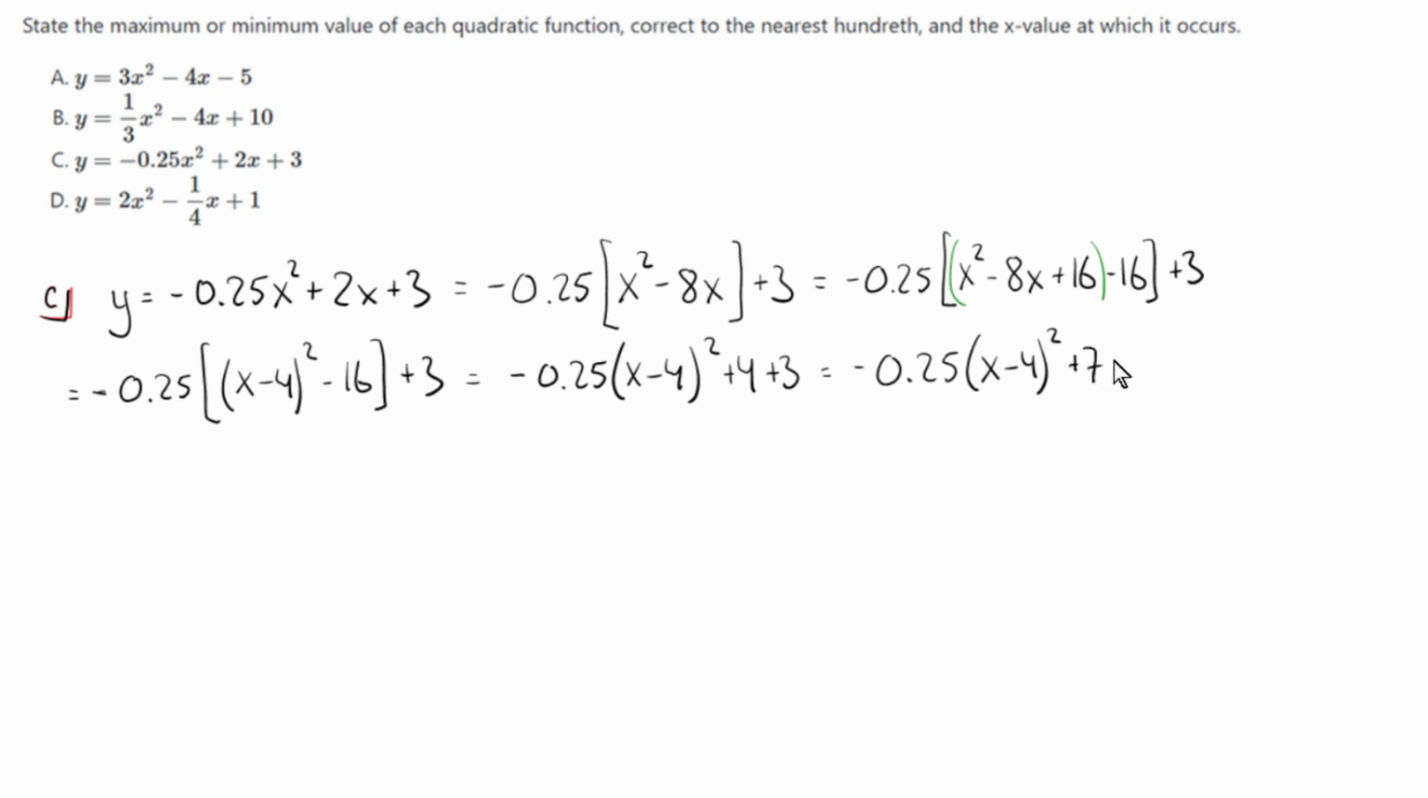The numerical coefficient here is less than 0. So it means that the quadratic function opens down. And it means it'll have a maximum at, so the y coordinate is 7. And then the x coordinate of that maximum is going to be positive 4.